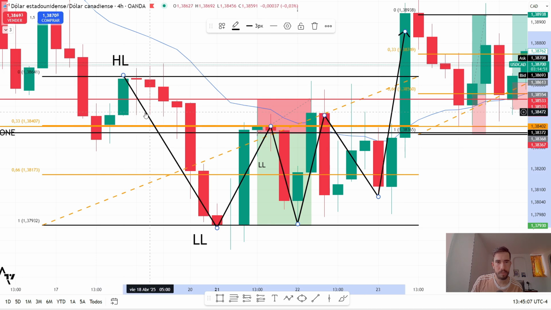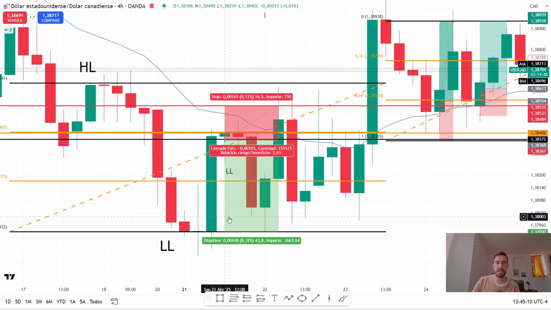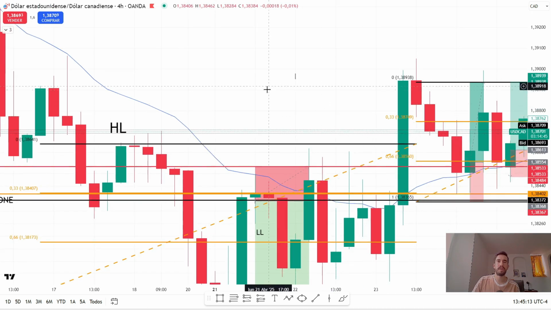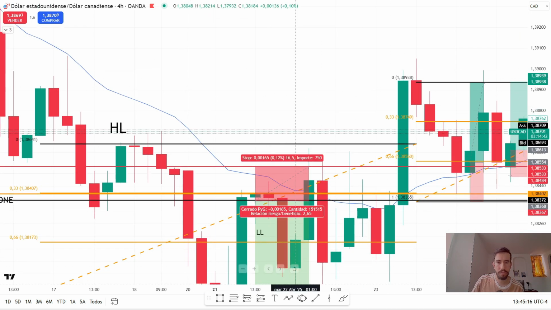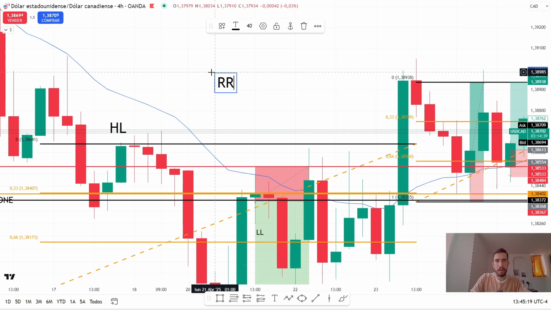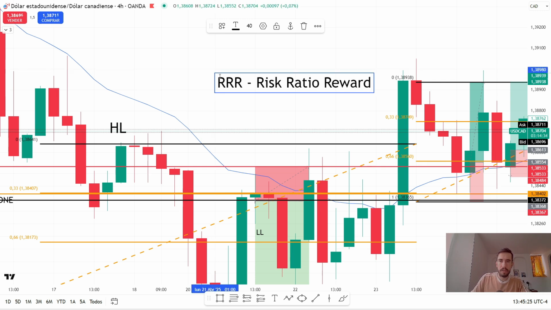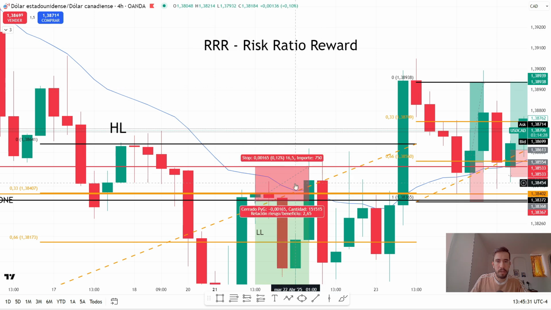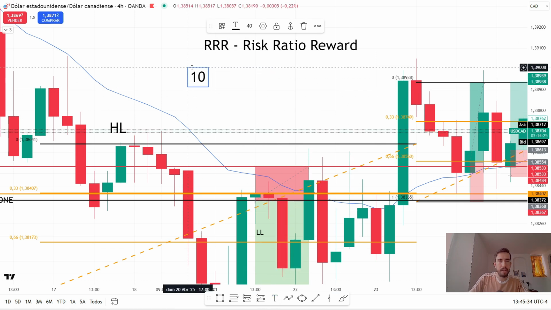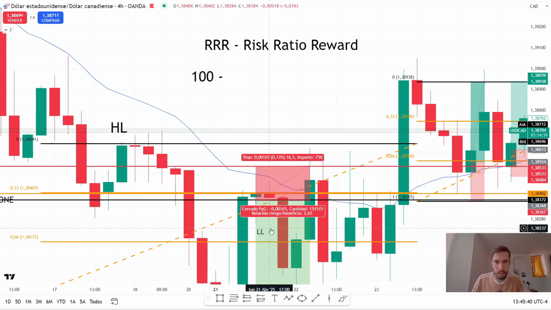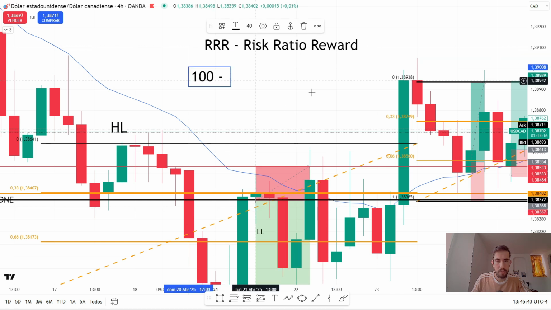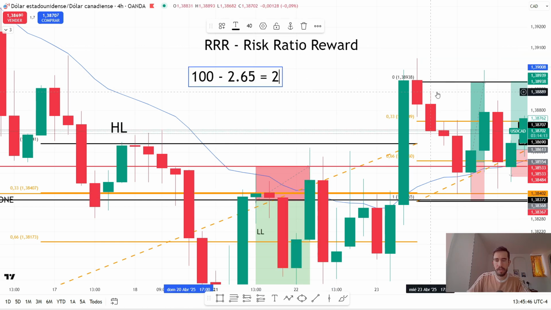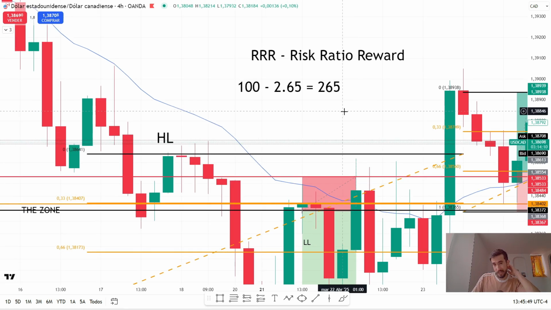Now, I want you to understand this is a 2.65 risk to reward ratio, which means what? Which means that if the risk is $100, yes, $100, and my risk reward ratio in this case is 2.65, it means that it is $265. Does it make sense?